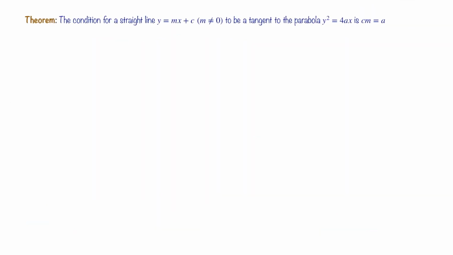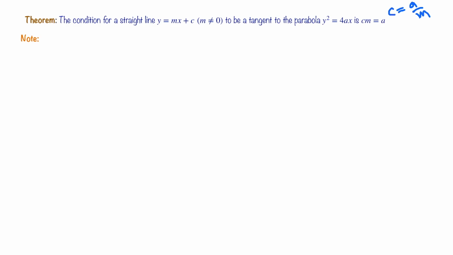Now let me state the theorem. The condition for a straight line y equal to mx plus c, m not equal to 0, to be a tangent to the parabola y square equal to 4ax is cm equal to a. That is, c must be equal to a by m. Fine, we have seen this.